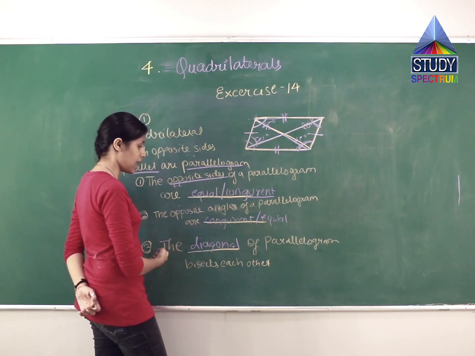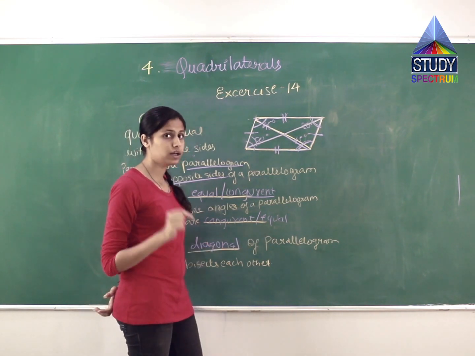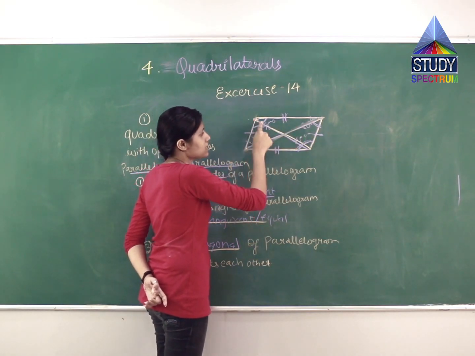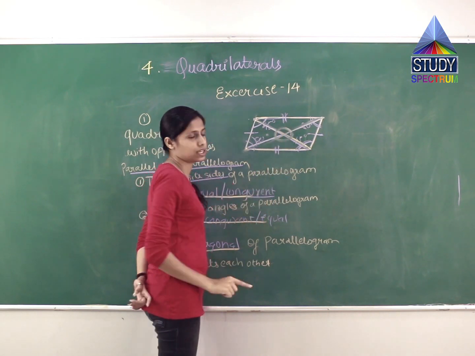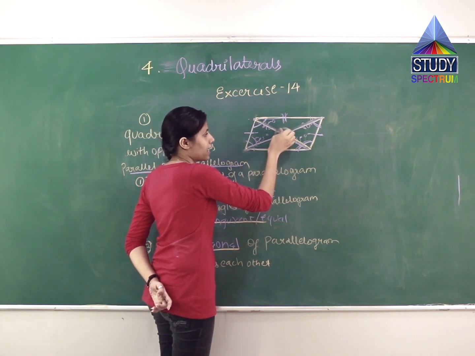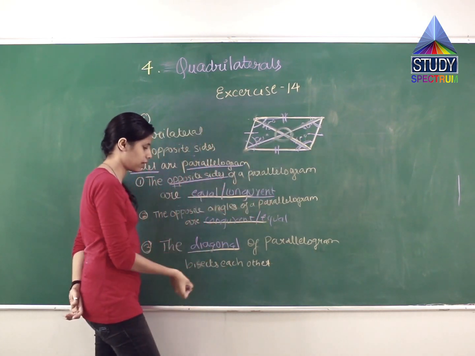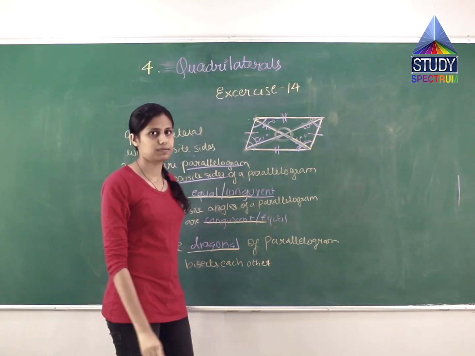The third question: dash of a parallelogram bisects each other. Bisects means cuts each other. So over here, this is a diagonal of a parallelogram. This is another diagonal of a parallelogram. Both intersect over here. It cuts the diagonal. So what is bisecting? The diagonals are bisecting. So this is represented over here. The diagonals of a parallelogram bisect each other.